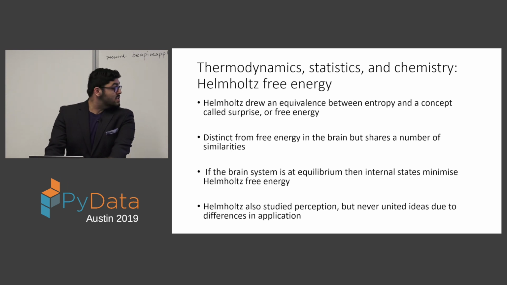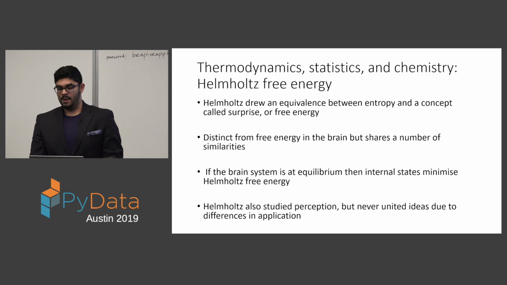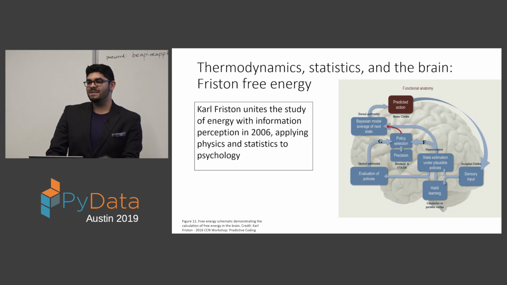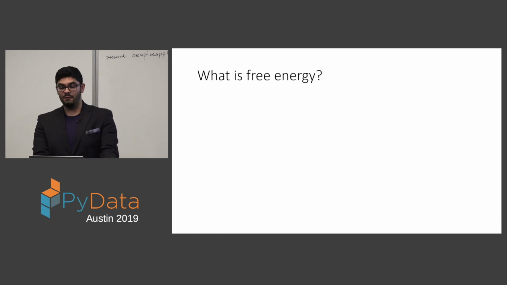And Helmholtz also studied perception, which is kind of cool, kind of a coincidence, but he never united his ideas, which is unfortunate. Luckily, this guy called Carl Friston came along, and in 2006 he did unite the two by applying studies of energy to studies of perception in the brain. He comes up with this idea called the free energy principle, which is a very powerful but very complicated idea, which I have maybe highlighted here. It's a little tough to wrap your head around. However, it is important to discuss because it is a powerful concept.